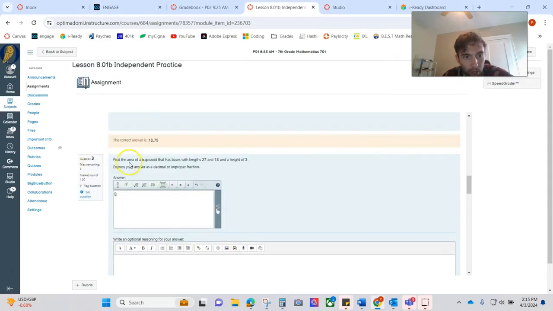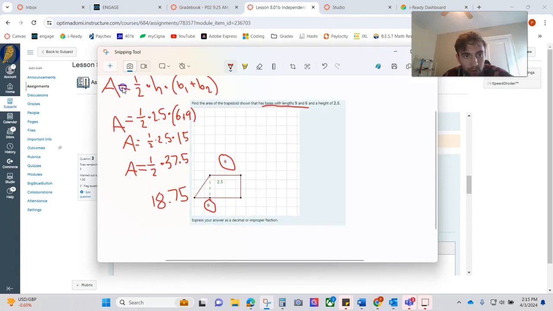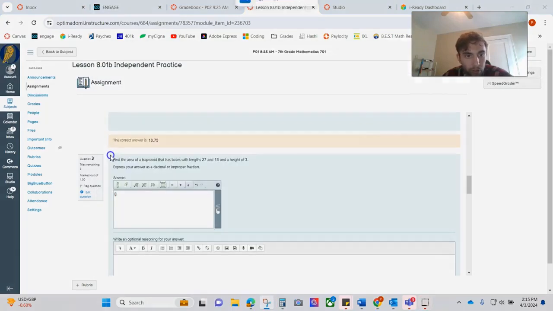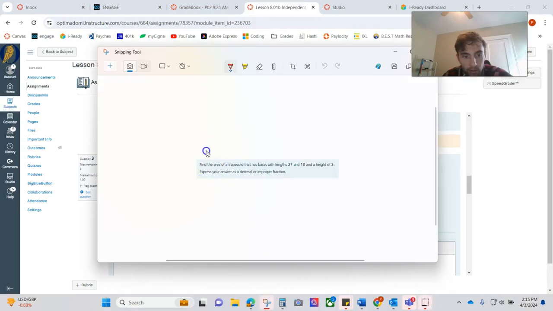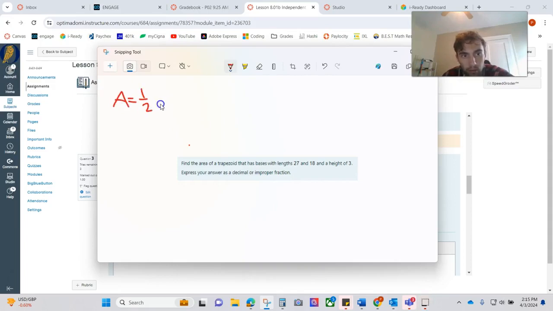Question 3, find the area of the trapezoid. Ooh, no picture, just words this time. Our formula we use to find the area of a trapezoid is A equals 1/2 times the height times whatever the bases are added together. Base 1 plus base 2.